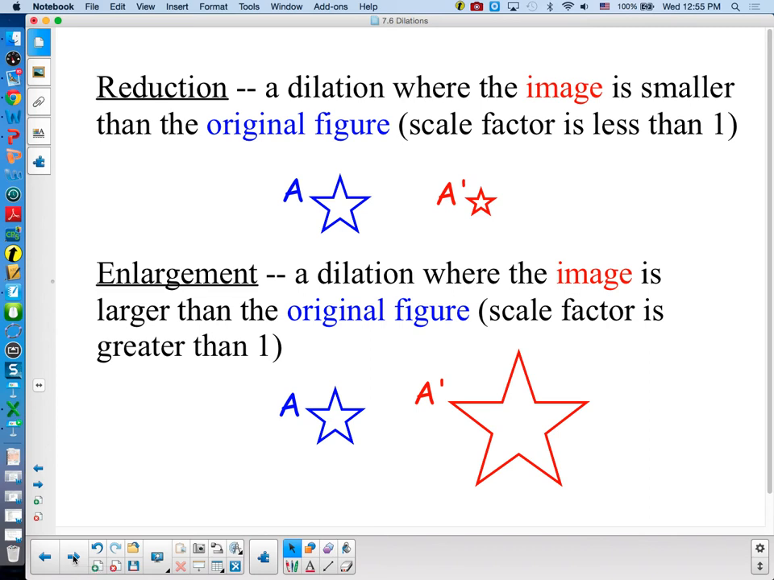So if the image that you end with is smaller than the original, that means your scale factor would have been like 1/2 or 1/3 or 2/3 or 3/4. If the scale factor is less than 1, it's going to make a smaller picture. If that scale factor is bigger, like 2:1, 3:1, 5:2, things like that, that's going to make an enlargement. The image that you end on is going to be bigger than the original figure.